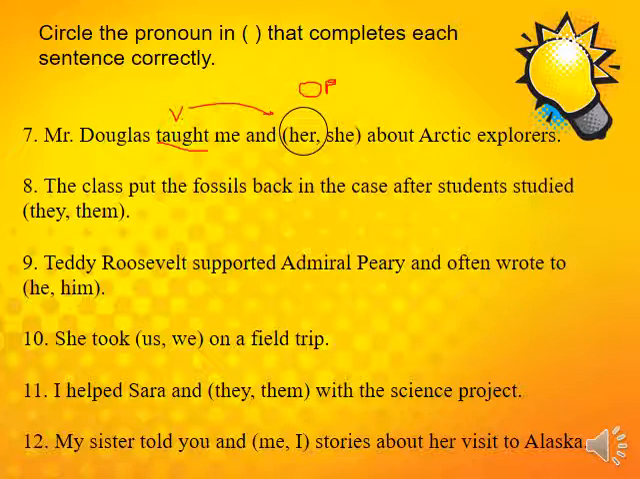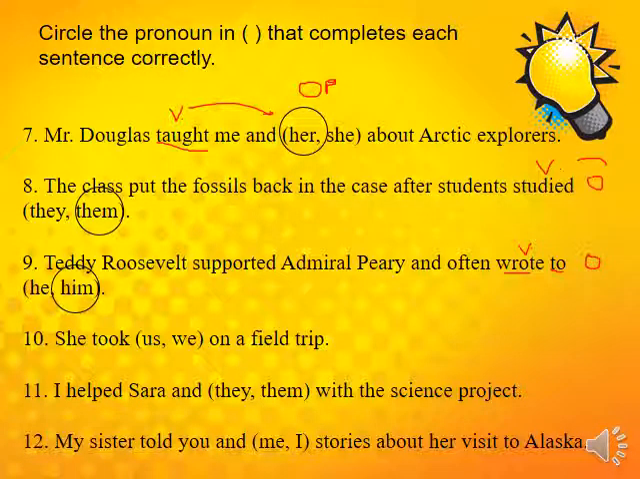The class put the fossils back in the case after students studied they or them. Studied is the verb here, so I need after the verb an object pronoun, which is them. Teddy Roosevelt supported Admiral Perry and often wrote he or him. Wrote is the verb, right? But here also I have a to. It is a preposition, so I need an object, since the object of a preposition is still an object. Which one? He or him?